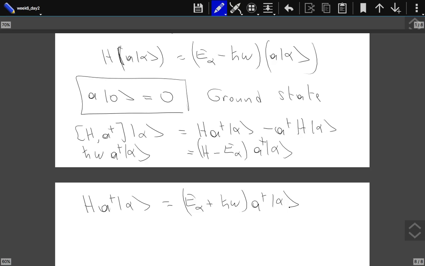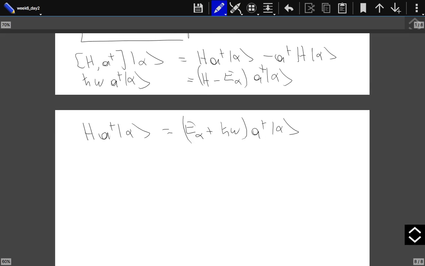So you see, A lowered the energy. If I started with an energy eigenvector, acting with A on that energy eigenvector lowered the energy by H bar omega. Now A dagger basically does the opposite. If I start with an energy eigenket and act with A dagger on it, it increases the energy by H bar omega. Now I have my ground state.